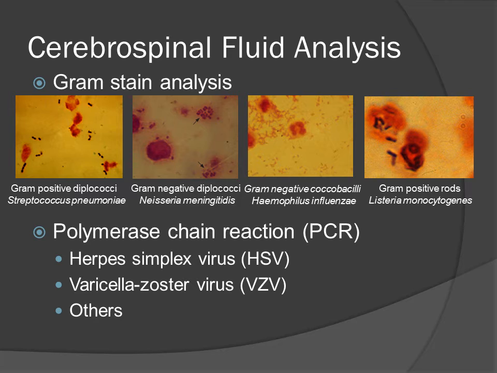Other tools that we can use include polymerase chain reaction. That's where you try to amplify the DNA or the RNA from the organism that's causing it, because meningitis can be due to viruses or bacteria or fungus. You want to be able to identify which organism it comes from. So there are PCR tests out there for herpes and for varicella zoster, and then some other pathogens as well.